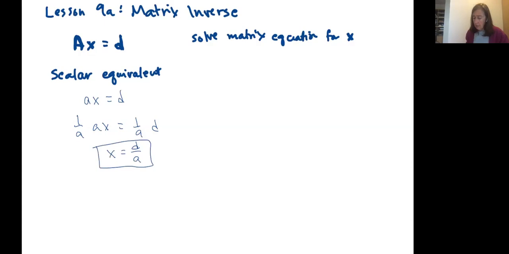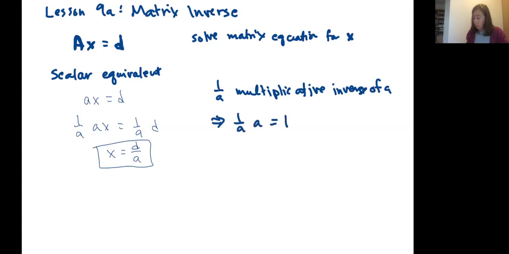To set ourselves up for that, let's think about what we went through there. We multiplied through by 1 over a because that is the multiplicative inverse of a. What's a multiplicative inverse? It means that 1 over a times a equals 1, where 1 is the multiplicative identity. What does that mean?